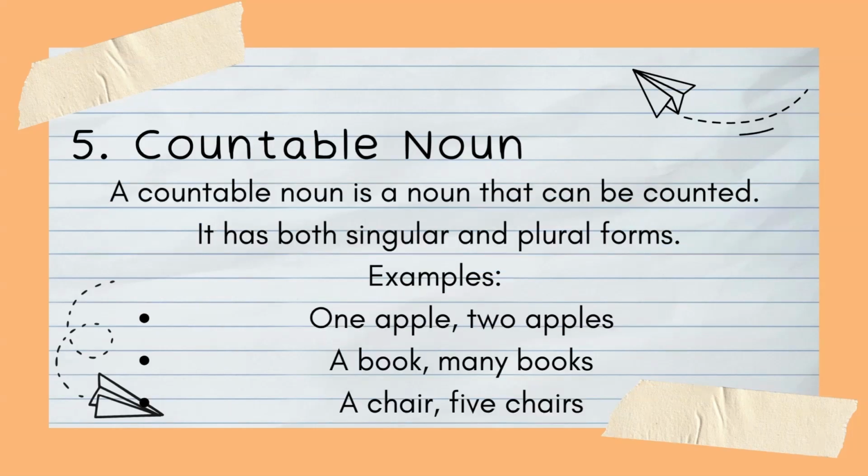5. Countable noun. A countable noun is a noun that can be counted. It has both singular and plural forms. Examples: 1 apple, 2 apples. A book, many books. A chair, 5 chairs.